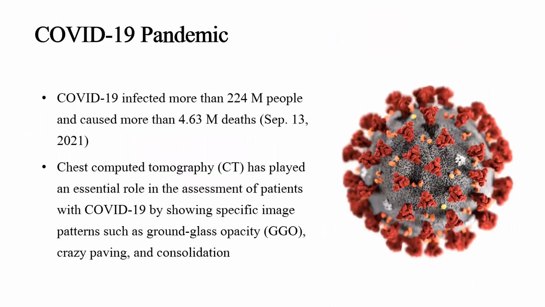As you know, the COVID-19 pandemic has made a lot of changes in our life. It has already infected more than 200 million people and caused more than 4 million deaths worldwide. In order to manage this disease, chest CT has played an important role because it can show image patterns such as ground glass opacity and consolidation.